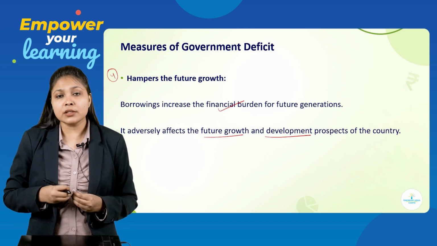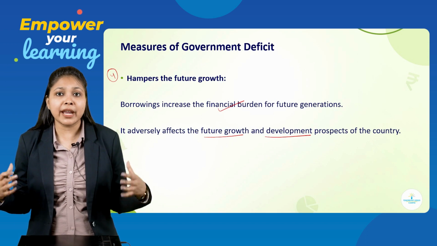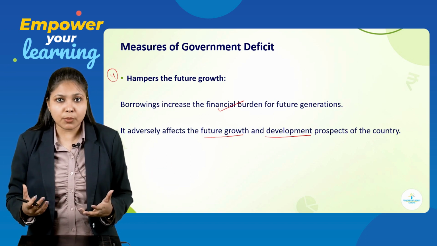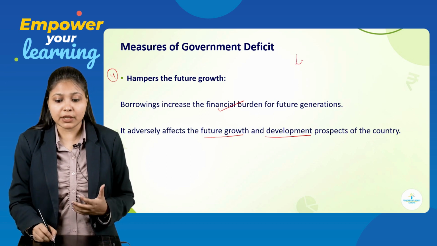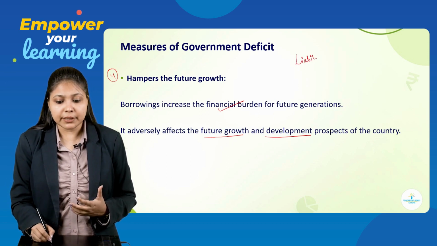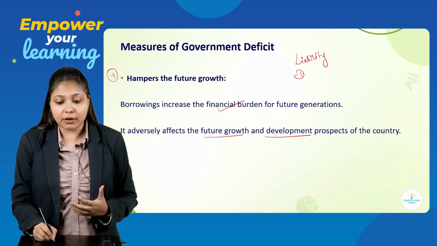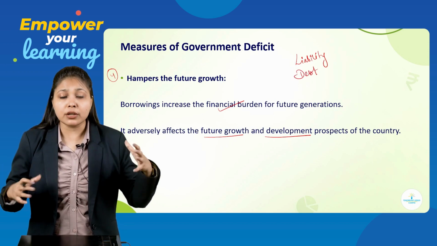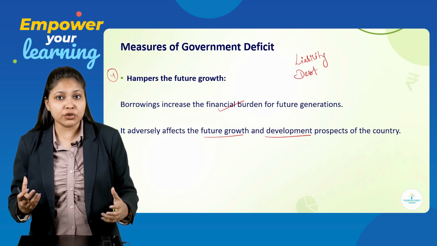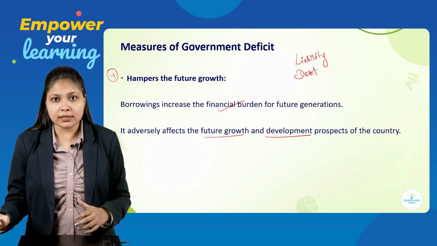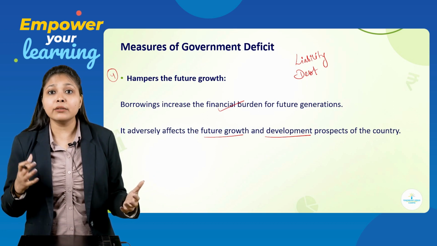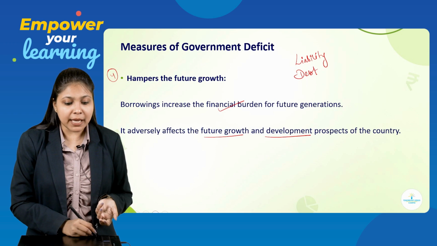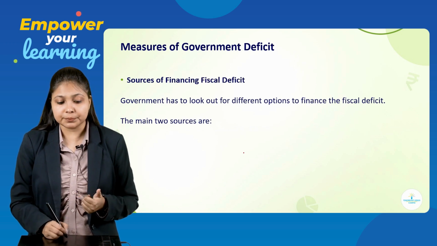Now, since we are in the situation of fiscal deficit, government will try to borrow more and more money from foreign countries. When the government increases its borrowings, of course, the liability of the government increases. Liability or the debt of the government increases. When this increases, the pressure, the financial burden on the Indian government will also increase, and hence that thing will also impact our future generation. So of course, it will be hampering the future growth.